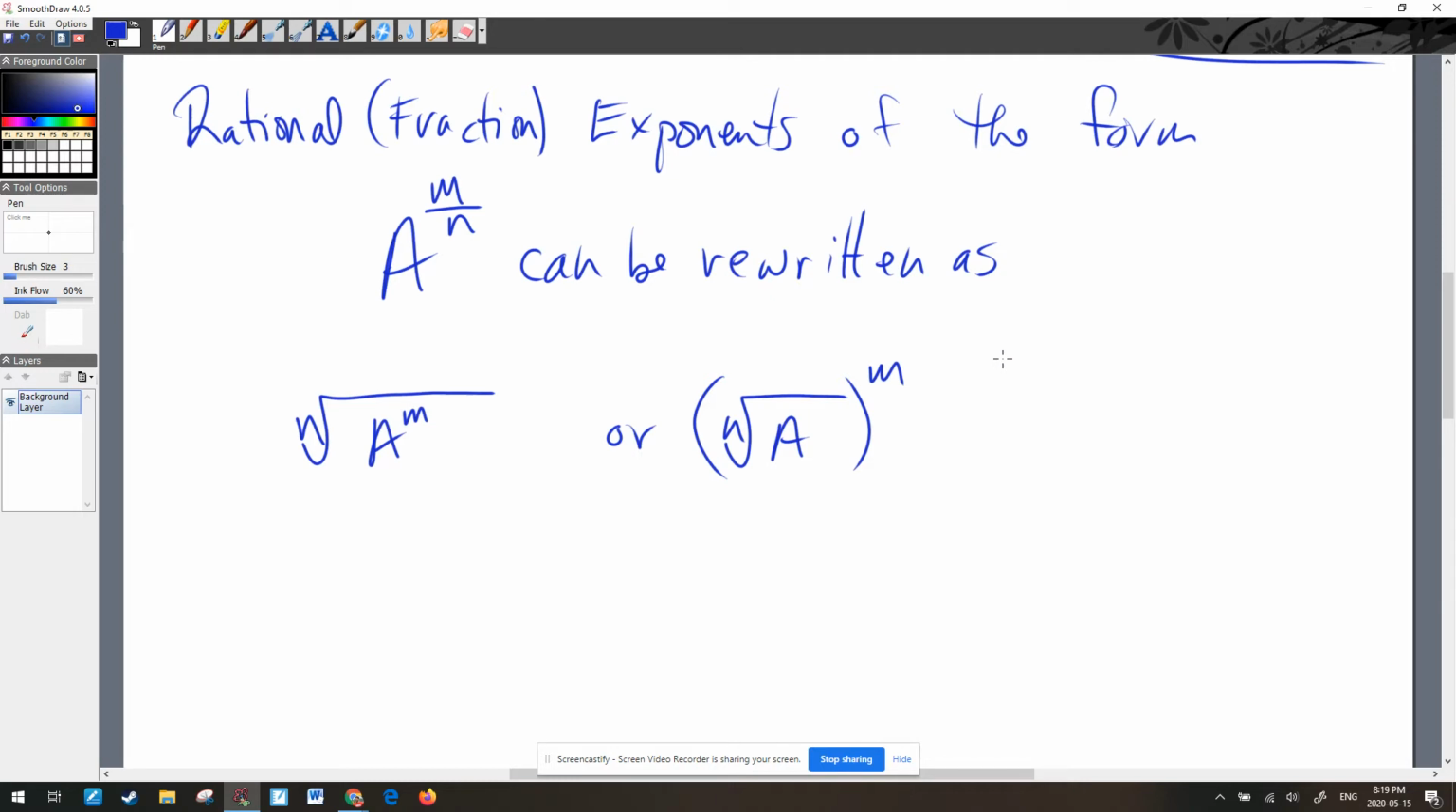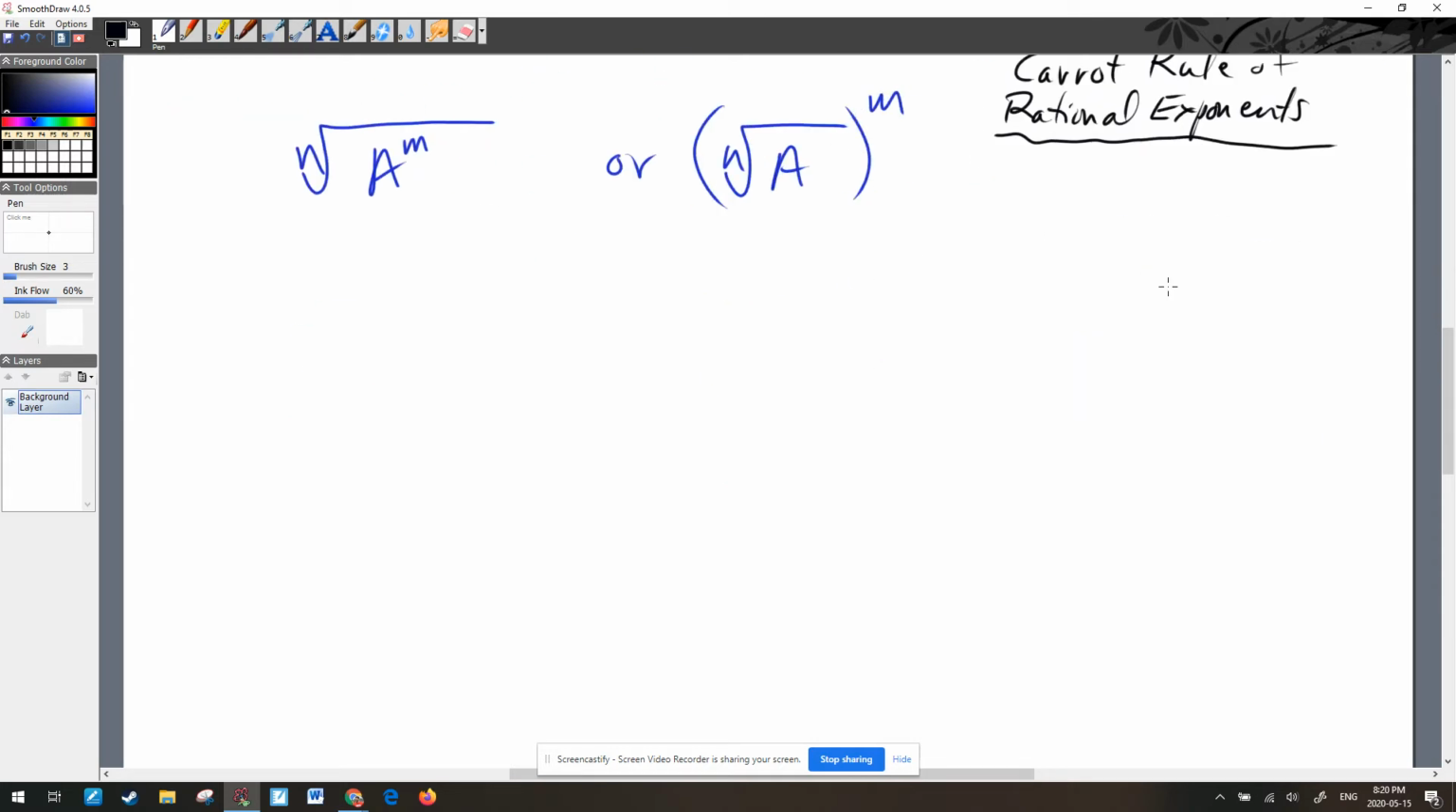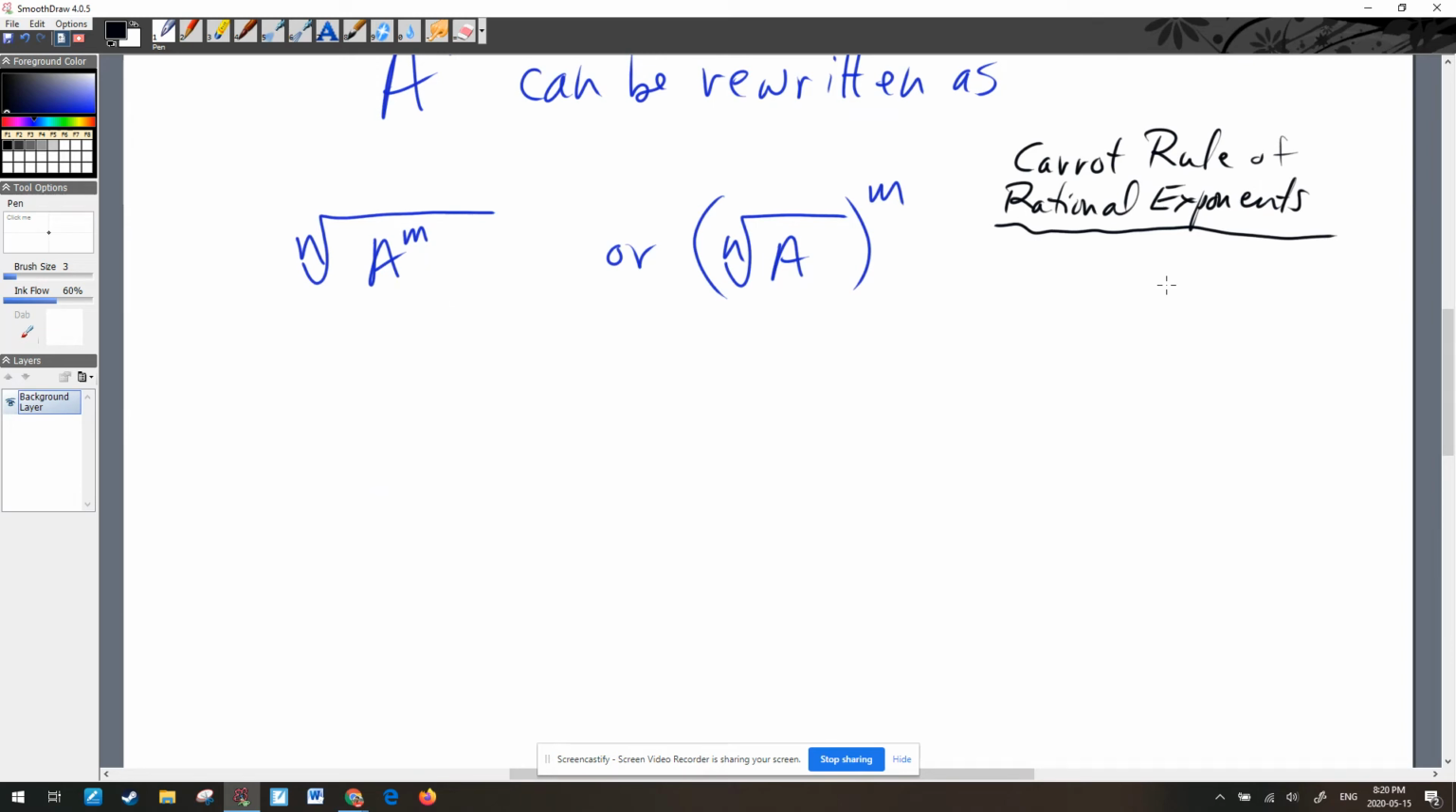So I'm going to introduce you to something called the caret rule of rational exponents. Now, this will not be found in any mathematical textbooks, I promise you. I don't know if it's her creation or not, but I've shown it to a bunch of my friends when I was at Waterloo, and I've taught some other teachers about this, and they all think it's goofy, but because it's goofy, we remember it.